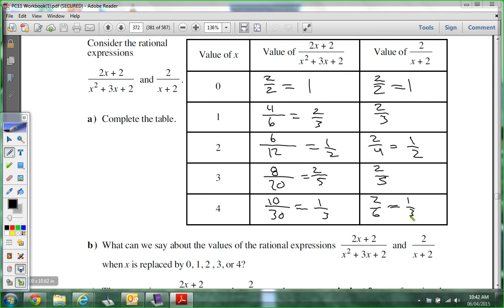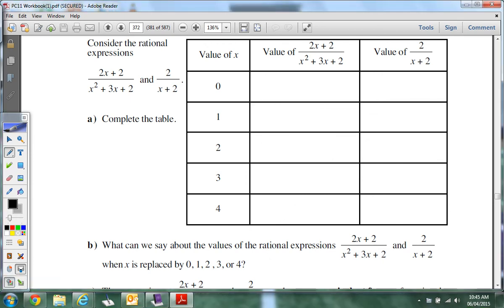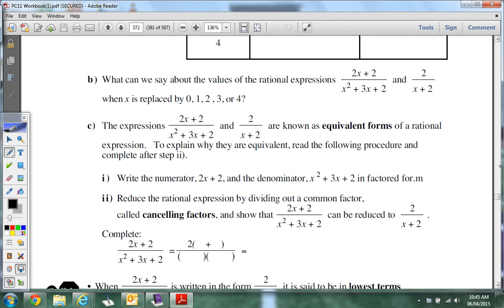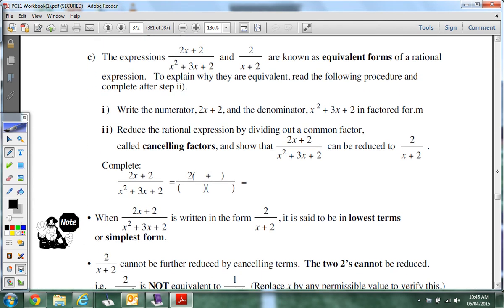What can we say about the values in the rational expression for both of them? When we replace them, we can say they're all the same. So they end up being the same. We're going to show you why. And this is kind of what we're doing with rational expressions. Why are they the same? The expressions 2x plus 2 over x squared plus 3x plus 2 and 2 over x plus 2 are known as equivalent forms. What that means is this simplifies to this. That's why they came with the same outputs.